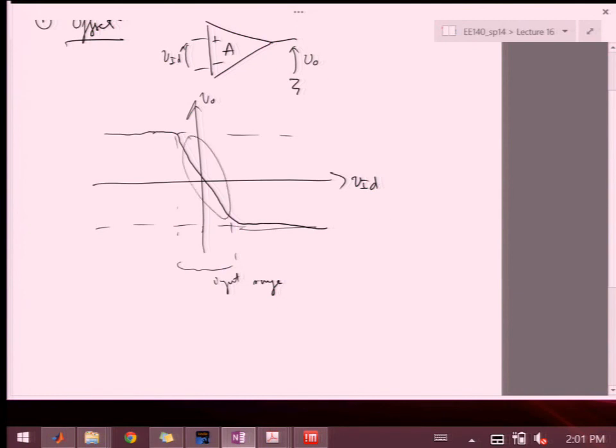Now, with offset, that just means that we've added something here that has shifted the point at which V output is 0. So now, no longer is my V output 0 when input is 0, but it's 0 at some other point on VID. So I have something that looks like a parallel curve like this. This point here is VID equals V offset.